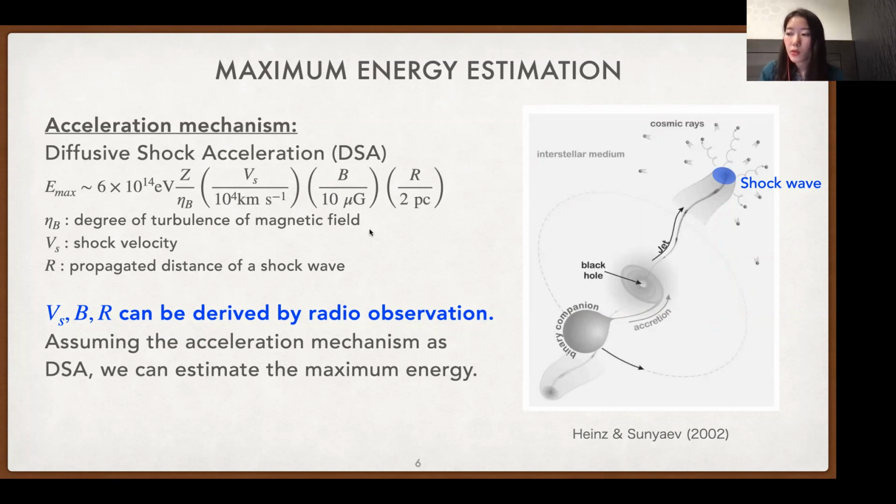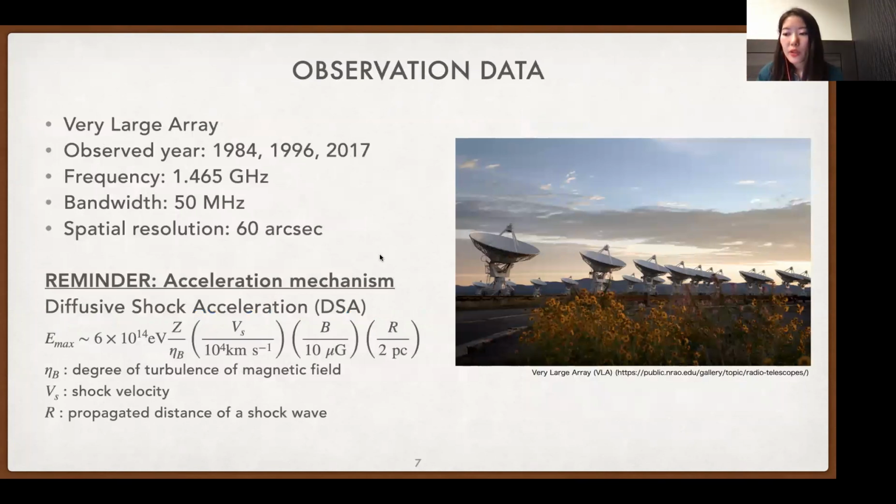Specifically, we derived the shock velocity, the magnetic field strength, and the distance. We used the VLA data observed in 1984, 1996, and 2017 to investigate the physical parameters of the SS433 jet terminal shock region. The observed frequency is 1.465 gigahertz, and we made the spatial resolution of these observations even, at 60 arcseconds.